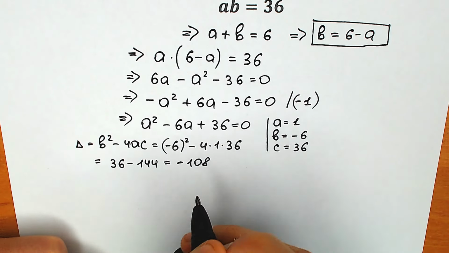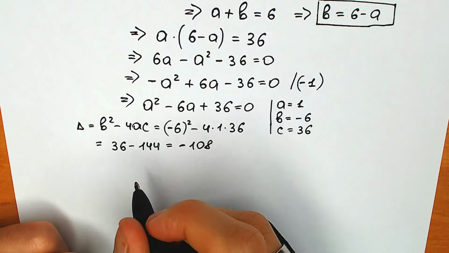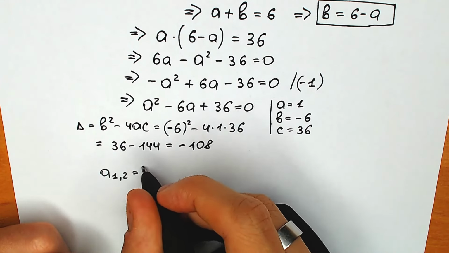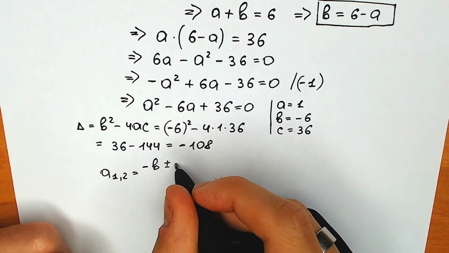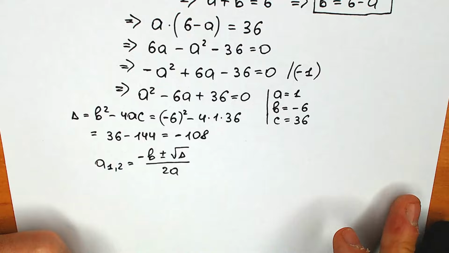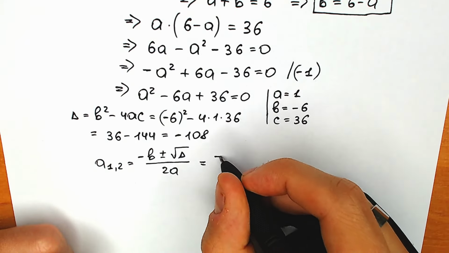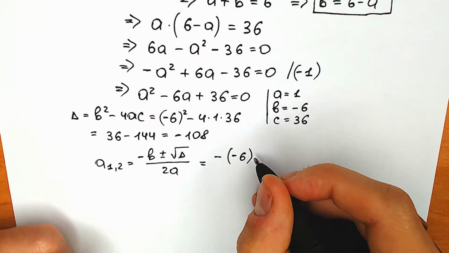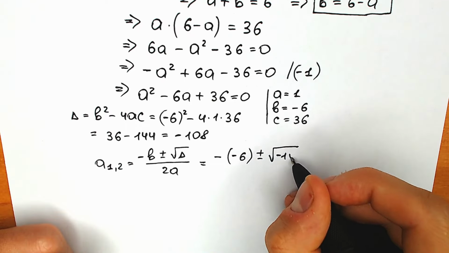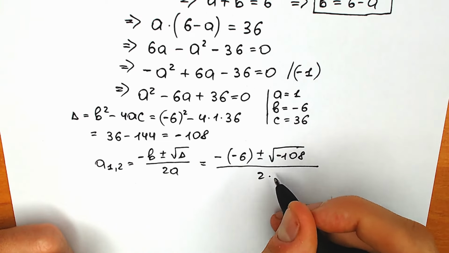And right now, what can we do from here? We can find our a first and second. We know everything about it, so we need to plug it into the well-known formula. a first and second equals minus b plus minus square root of the discriminant, all over 2a. So let's plug in each of these elements into this formula. So we have minus b, minus minus 6, plus minus square root of the discriminant, square root of minus 108, and we divide it by 2a, by 2 times 1.